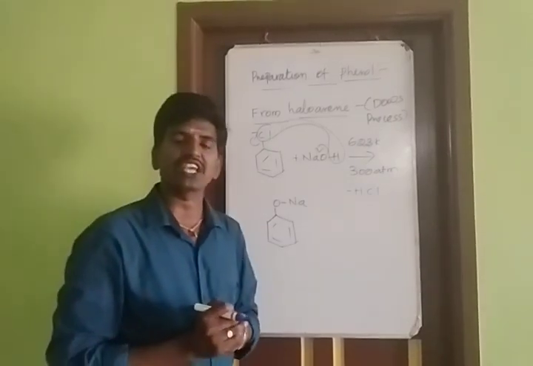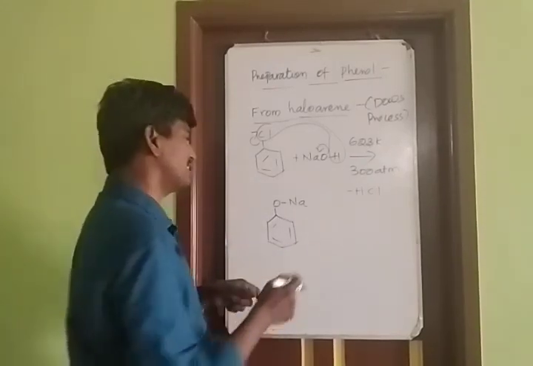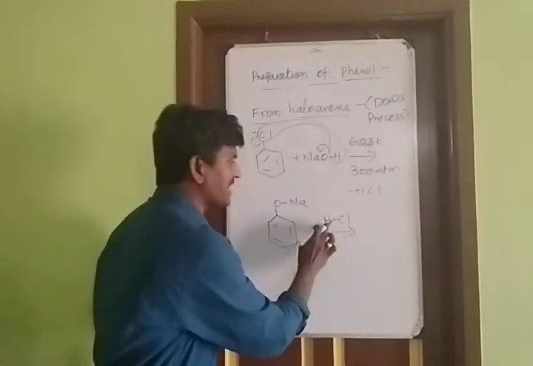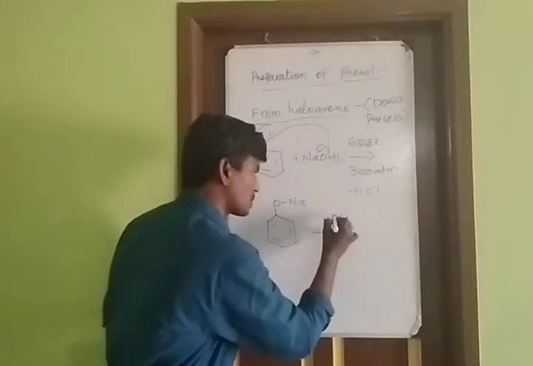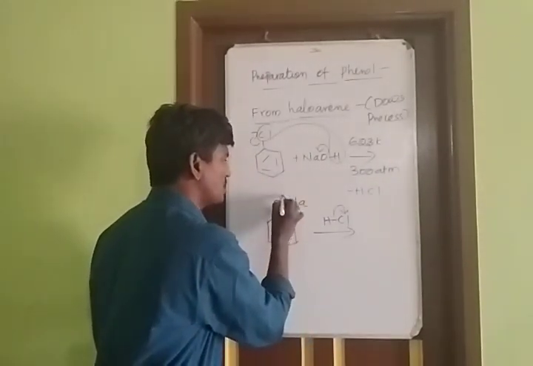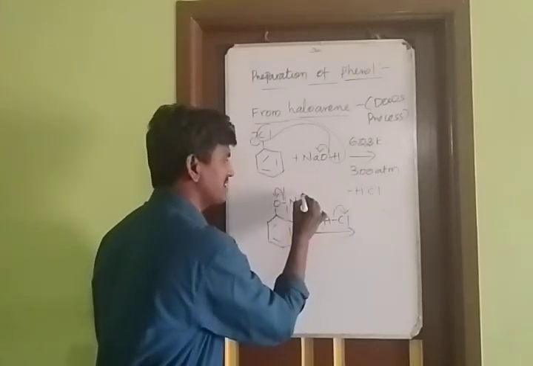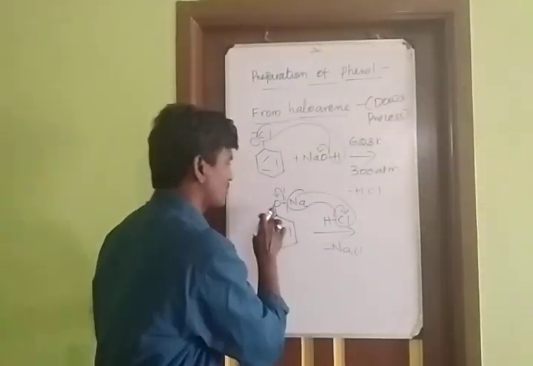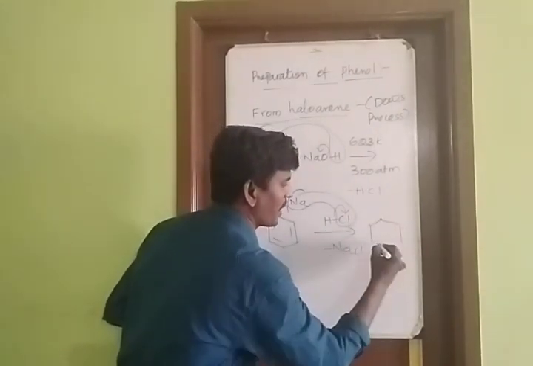What do you mean by acidification? Addition of acid is called acidification. So I am going to add acid, for example hydrochloric acid. Compare hydrogen and chlorine, which one is more electronegative? Chlorine. So chlorine takes one pair of electrons. Here oxygen electronegativity is greater than sodium, so oxygen takes one pair of electrons. Na plus Cl minus bond formation, so NaCl is removed. What's the charge of O? Minus. H plus. So by bond formation, you can get phenol.